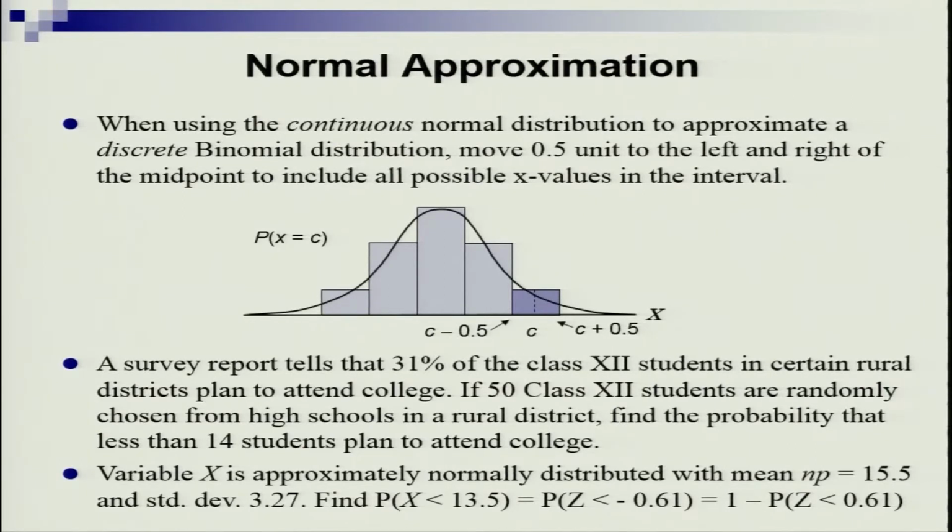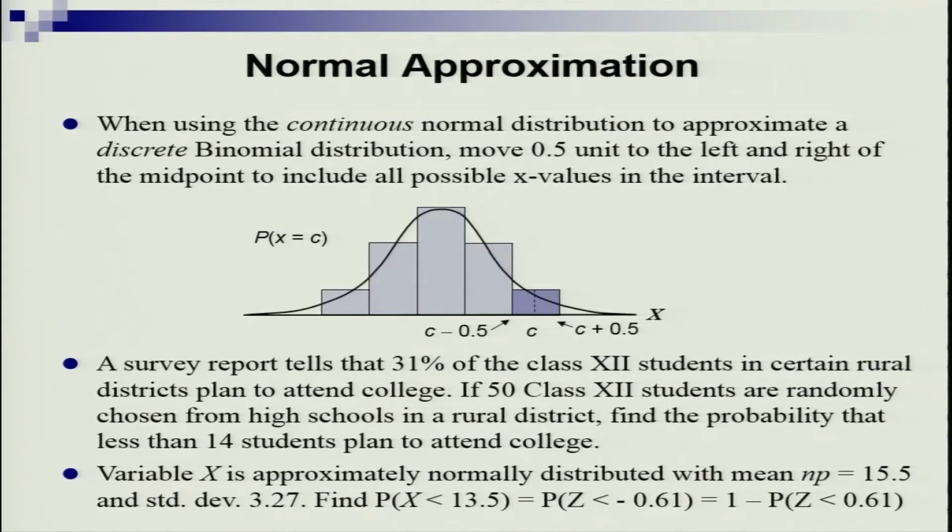So, let us assume that there is a survey report which tells us that 31% of the class 12 students in certain rural districts of North India plan to attend college. So, if we now choose 50 class 12 students from 2 or 3 high schools in a rural district, then one may be interested to find out the probability that less than 14 students plan to attend college. How to go about the problem? First, let us see whether we can at all apply normal approximation to this problem or not. So, here x is the discrete random variable.